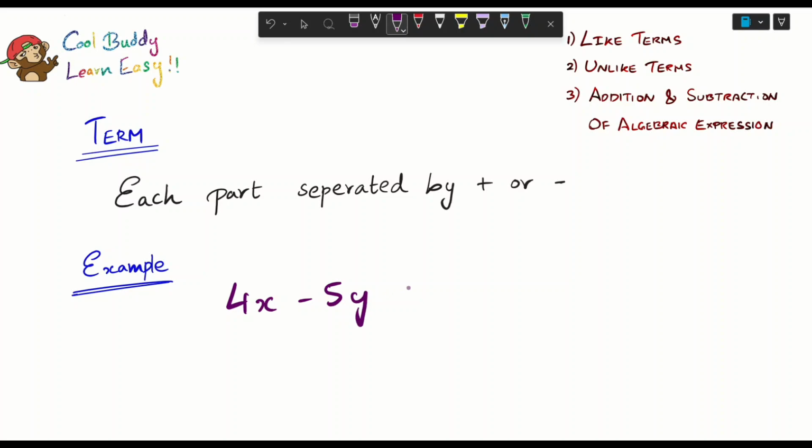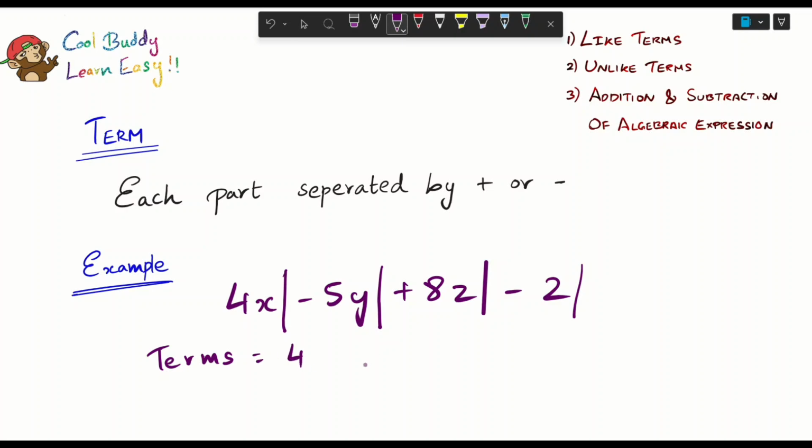4x minus 5y plus 8z minus 2. In this expression, 4x is a part, minus 5y is a separate part, plus 8z is a separate part, and minus 2 is a separate part. These parts are nothing but terms. So, there are totally 4 terms. What are they? 4x, minus 5y, plus 8z and minus 2. These are the terms in this expression.